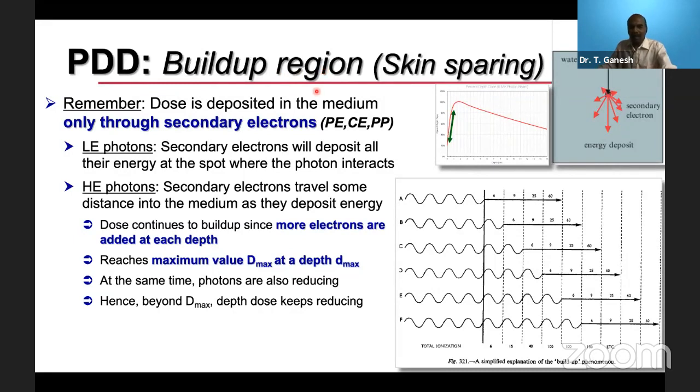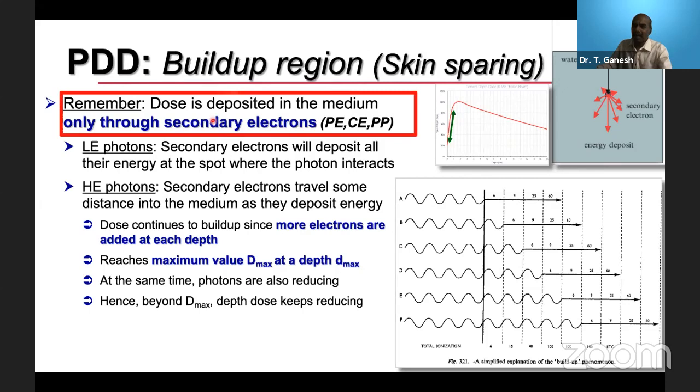Now, to know the answer, the first thing that we have to remember is that dose is deposited in the medium only through secondary electrons. You see that the dose that we constantly keep talking about, like centigray, gray, where does it come from? It is nothing but the energy from the photon beam. So the energy from the photon beam, when it is absorbed, we call it centigray or gray. So how is energy actually deposited in the medium? It is deposited in a two-step process. Never forget this. First, the energy is given by the photons to the secondary electrons.